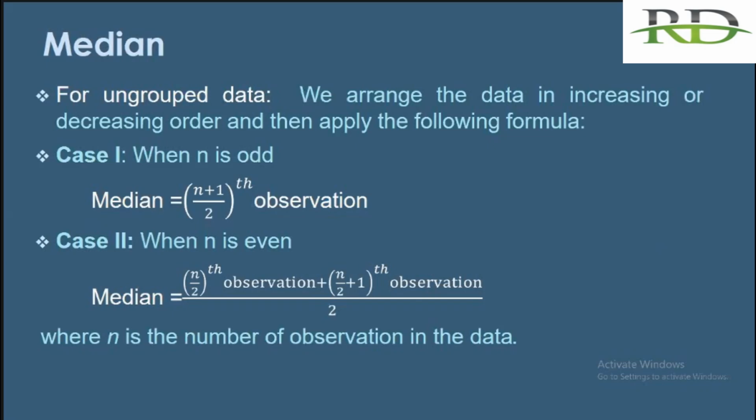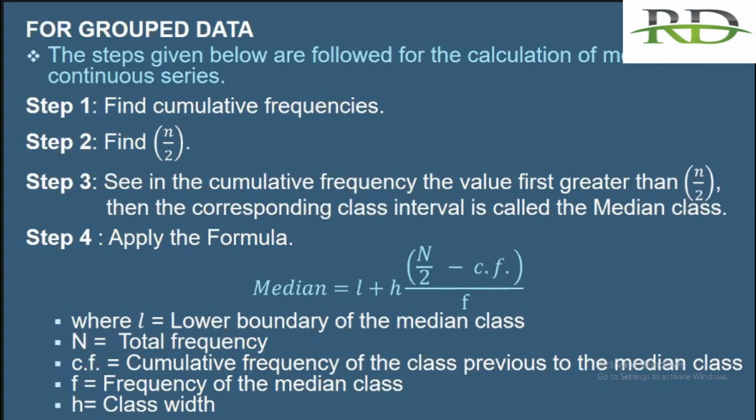This is how you calculate median. There are 2 different sets of formula. This is for even, the lower one, and then you have odd number of observations, so the formula is changed. And for grouped data, we have a different formula. Grouped means when you have data in the form of class intervals.